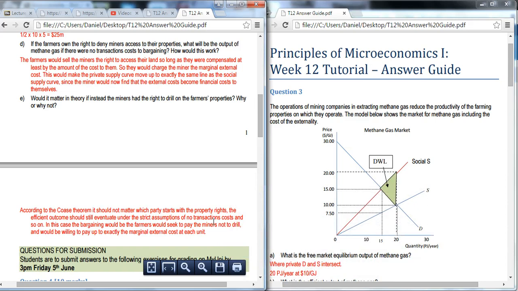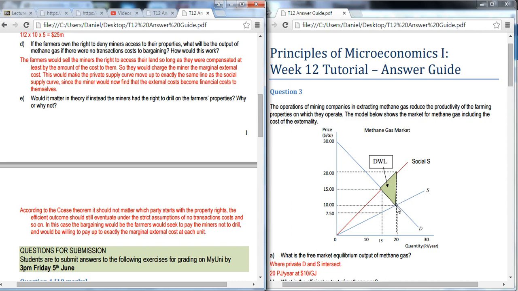If it is the miners who start with the property rights, I suppose they could produce 20 petajoules per year. This is their demand curve, this is their supply curve, so this is their equilibrium point. They could produce here, but they're not going to if the farmers can still trade. Why won't they produce here? Because the farmers will say, hey, if you produce 20 petajoules a year, there's a very large external cost for each extra unit that you're producing. This is the extra cost to us, $10, whereas for you, you receive $10, it costs you $10, you don't really make any money.